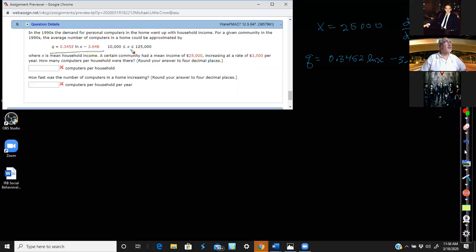And we are in the domain because our x value is at 25,000, so this only works between 10,000 and 125,000. So what we want to do is take the derivative of everything, and remember there's this third variable of time, so when we take the derivative of Q, we get dQ/dt.